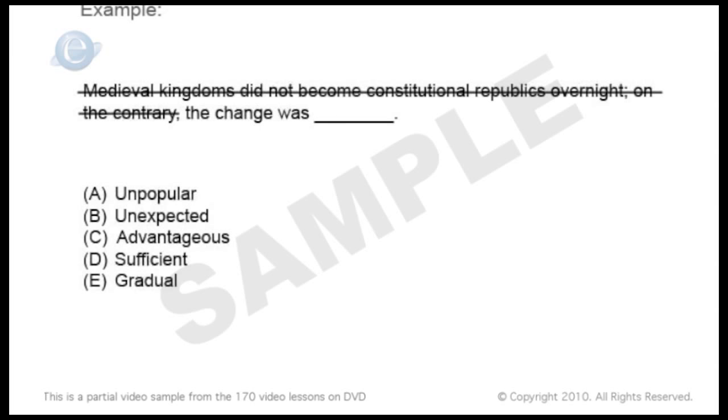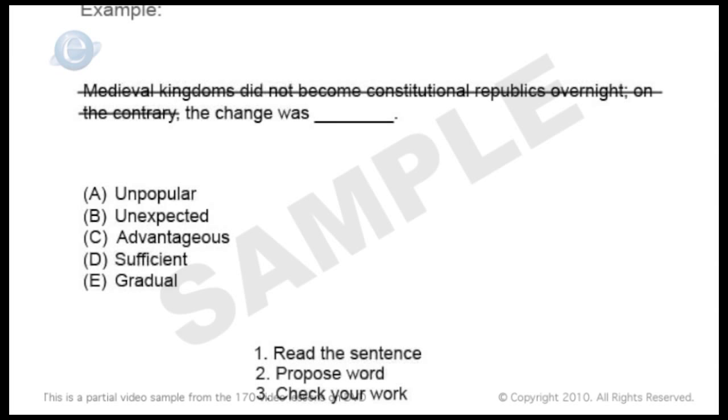Those are adjectives, and any one of them could fit in there if you didn't have a context, if there was no logic to it. If we were just looking at the very last phrase, the change was, without the context, you don't know whether the change was unpopular, unexpected, advantageous, sufficient, or gradual. So let's go through and use this process. We read the sentence through: the change was blank. Followed by step number 1: look for transitional words and look for clues.